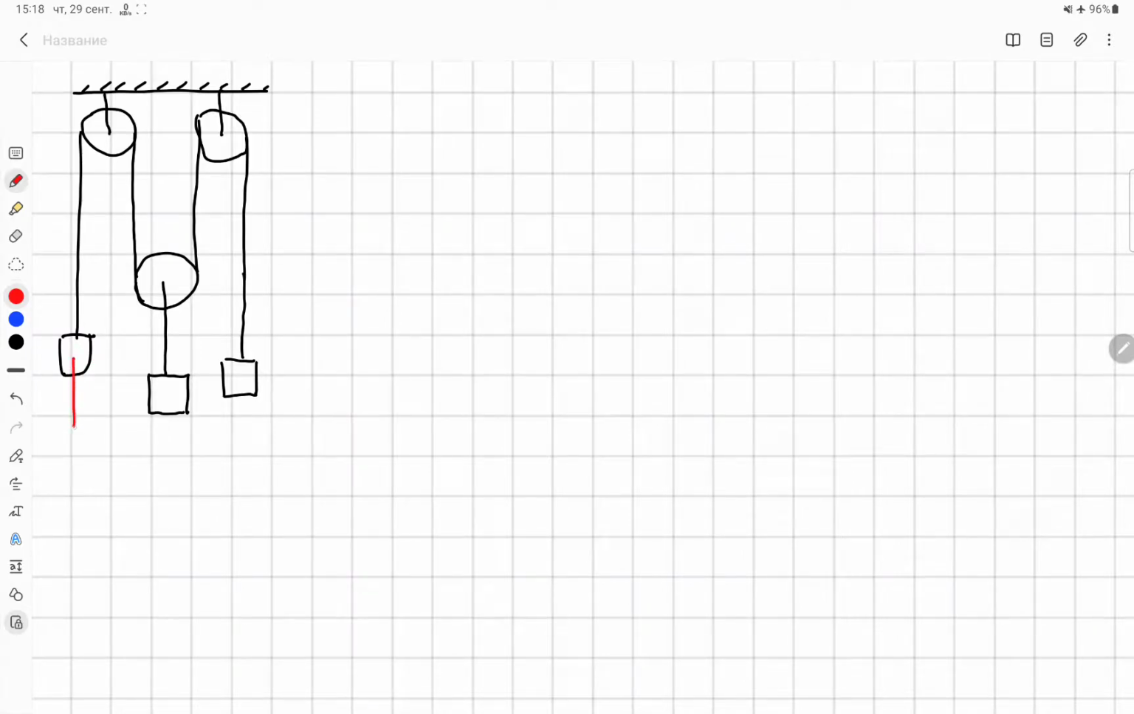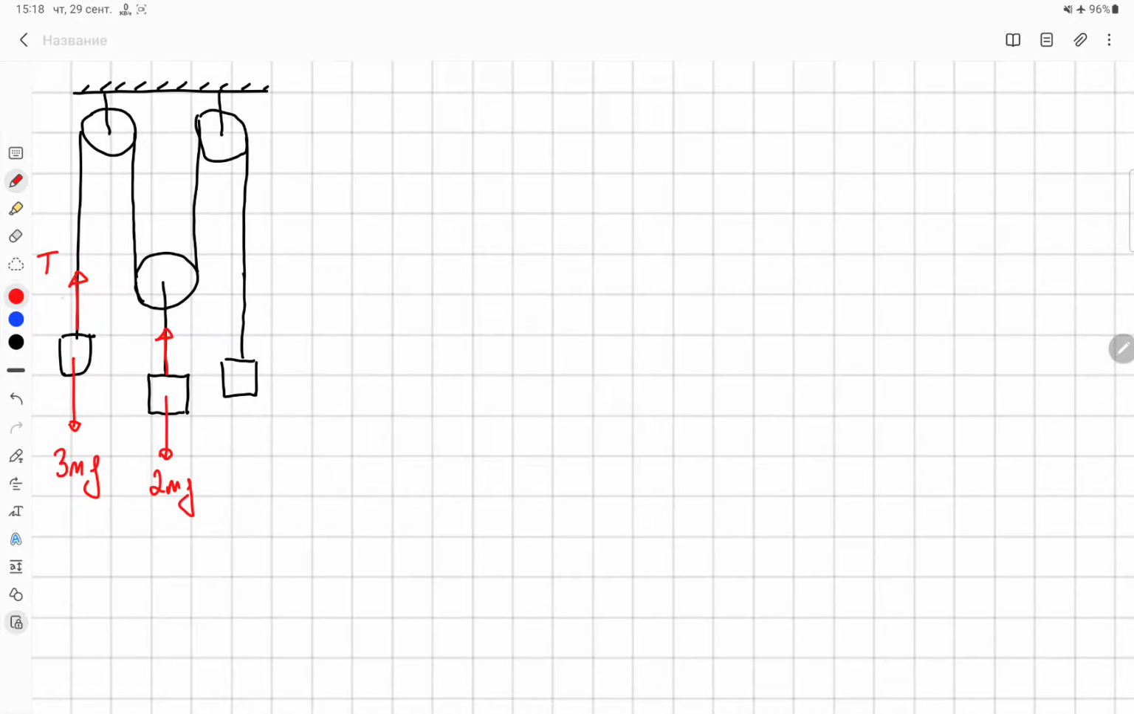So the first one, here we have 3mg, and upward we have a tension. For the middle one, 2mg, its mass equals 2m. Upward we have a tension, and this tension actually equals 2T.